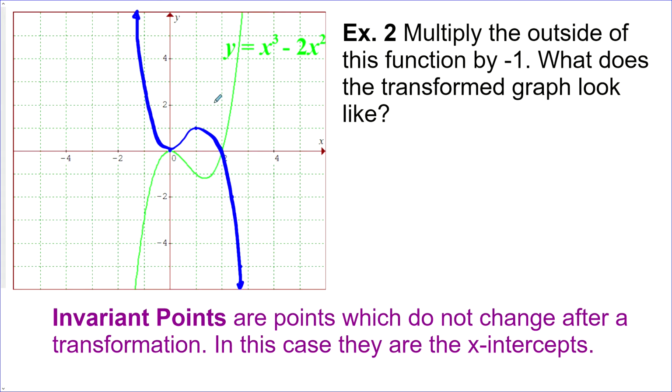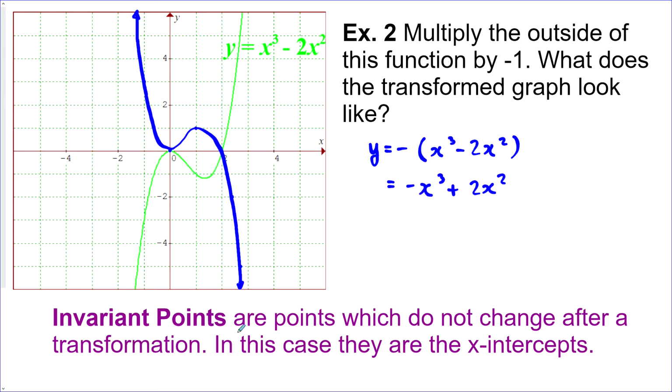Let's look at the equation. So if we multiplied by -1, then we'd have negative and then the original function. And we can clean it up a bit. We can get rid of these brackets. So how about negative x cubed plus 2x squared?